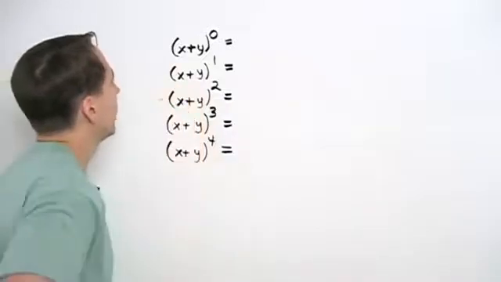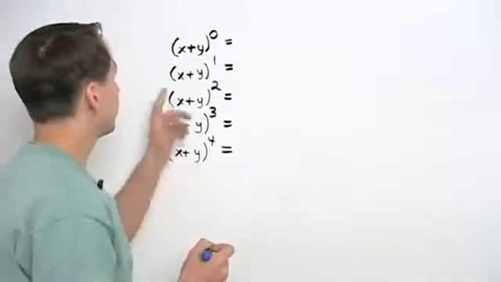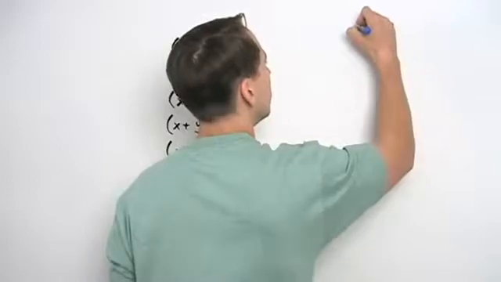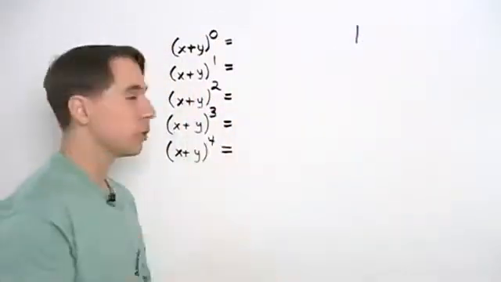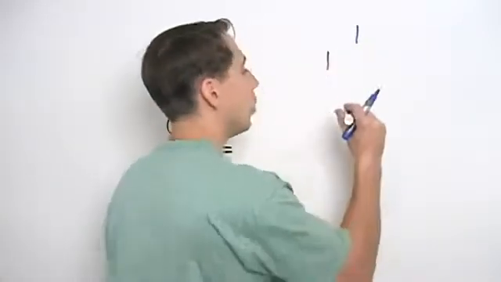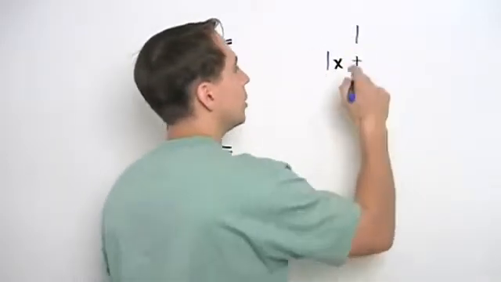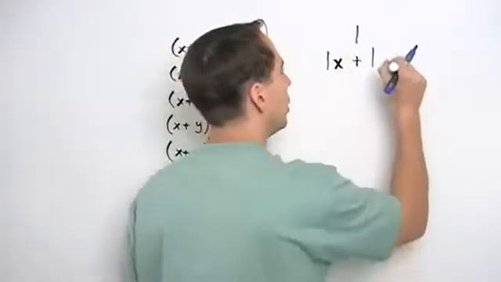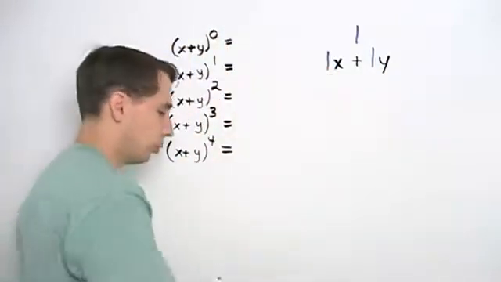So let's see, we'll start up here with x plus y to the 0. Not a trick question. Any non-zero number raised to the 0 power is just 1, so x plus y to the 0 is 1. And the next one, x plus y to the first power, again not a trick question, it's just x plus y, which I'll write as 1x plus 1y. I'm going to write the coefficients here in blue, and we are going to look for a pattern in these numbers. So that's just 1x plus 1y.